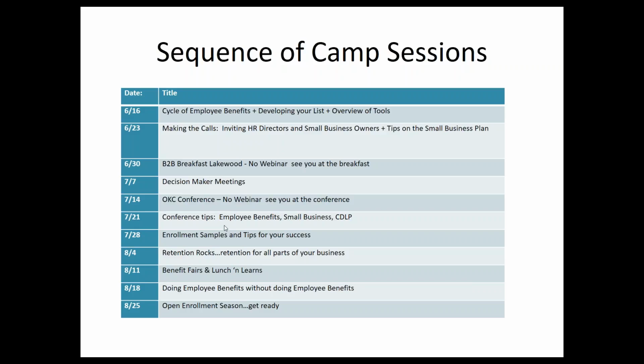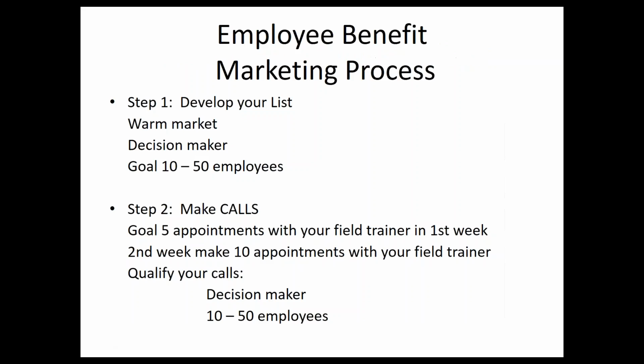So all of us will be giving tips from the employee benefits, the small business, and the CDLP. On the 28th, we're going to talk about enrollment and tips for your success. On August 4th, we're going to talk about retention for all parts of your business. On August 11th, we're going to start talking about benefit fairs and how to do lunch and learns and how that works. And then on the 18th, we'll talk about doing employee benefits without doing employee benefits. And then on August 25th, we're going to talk about how to get ready for open enrollment season, which will be just kicking off in September and October.